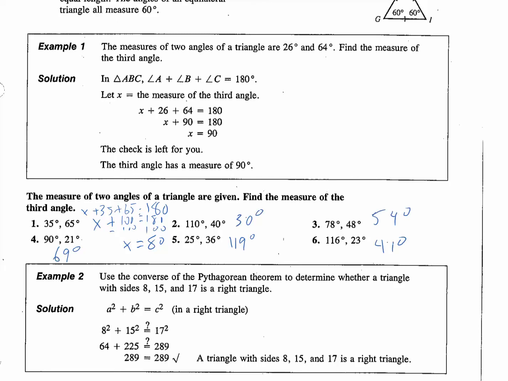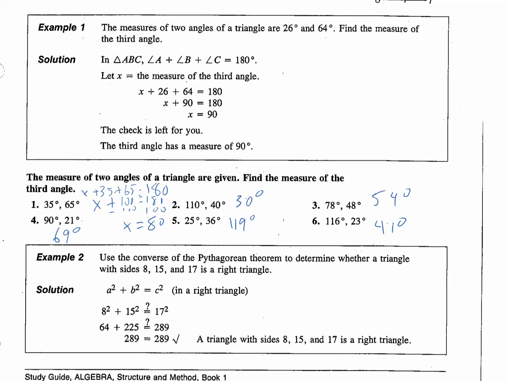Okay, so for number 2, we got 30 degrees. Number 3, 54 degrees. Number 4, 69 degrees. 5, 119 degrees. And 6, 41 degrees. Because remember, all three angles have to add up to 180 degrees. All right, so for this next one, you're going to want to read this example, the converse of the Pythagorean Theorem. And we already know the Pythagorean Theorem is a squared plus b squared equals c squared. And if that holds true, it is a right triangle.